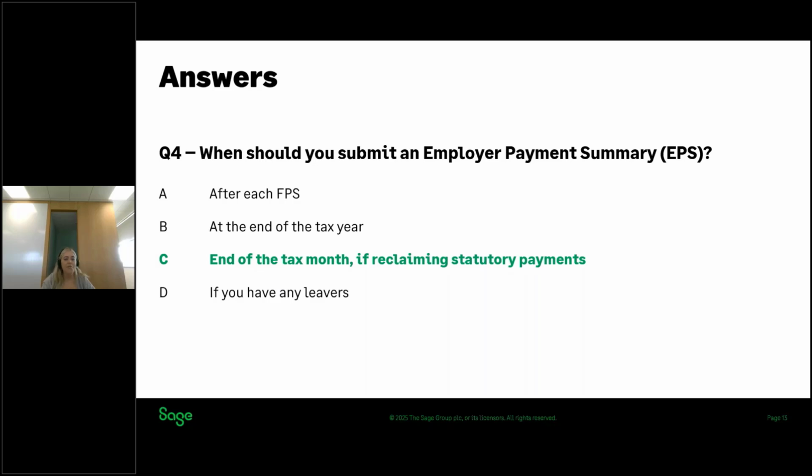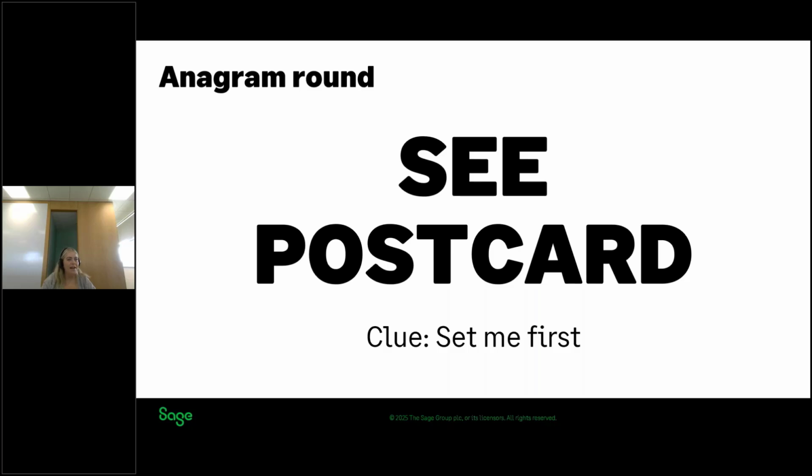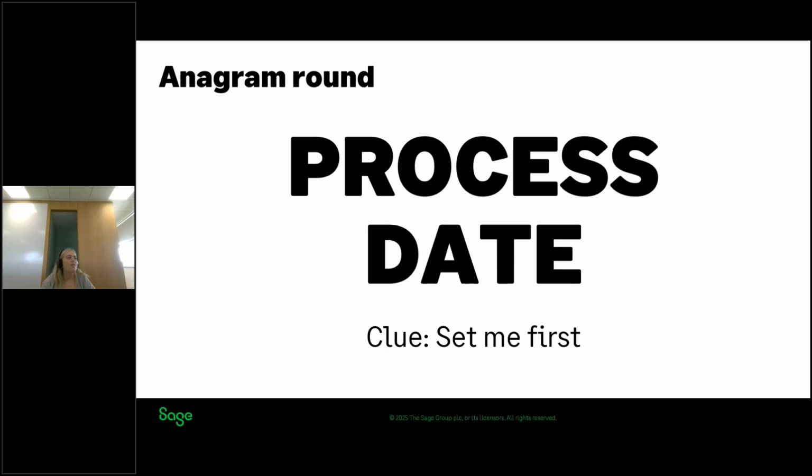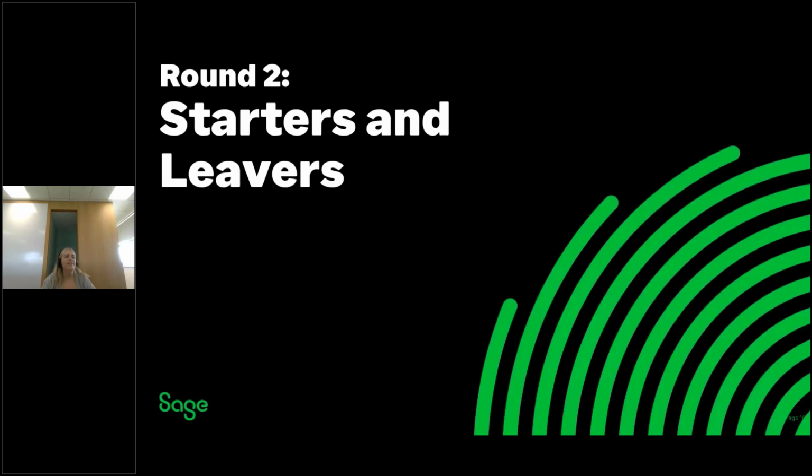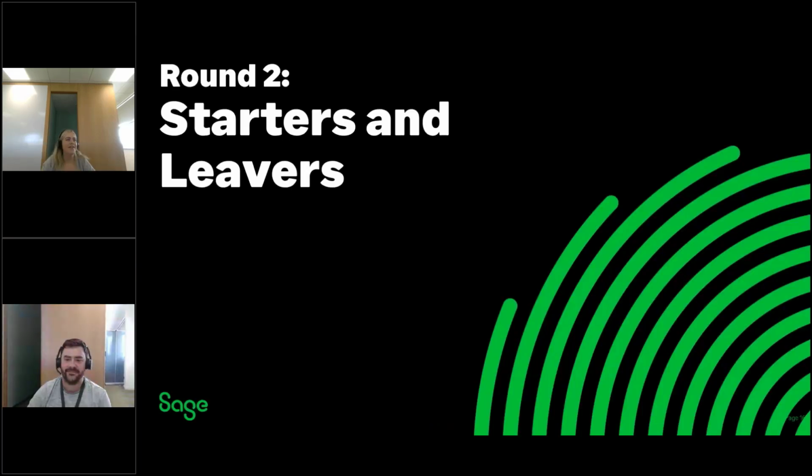Great, so that's it for the questions for this round. Let's take a little look and see who has guessed the anagram. So the anagram was C postcard, and the clue was set me first. And the correct answer for the anagram was process date. It looks like quite a few of you got that right. Looks like Debbie, you got that right first, so well done for that. What we'll do now is we'll move on to round number 2, and Duncan will take you through round number 2 on starters and leavers.